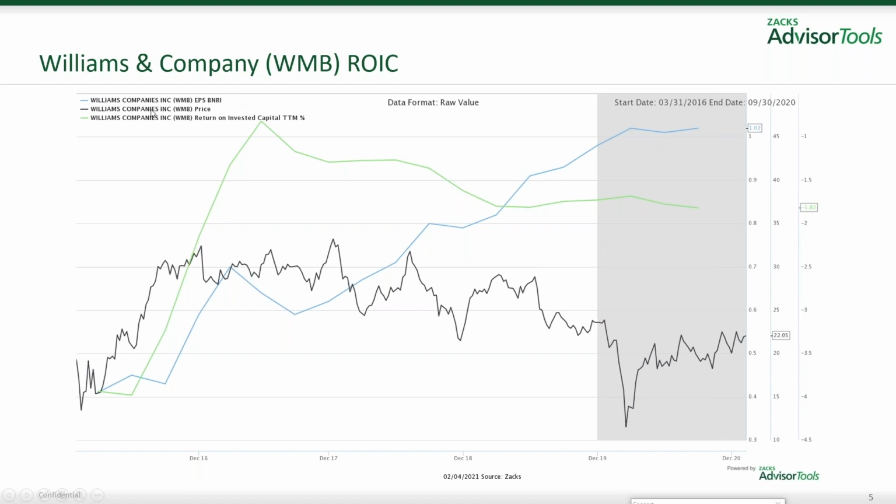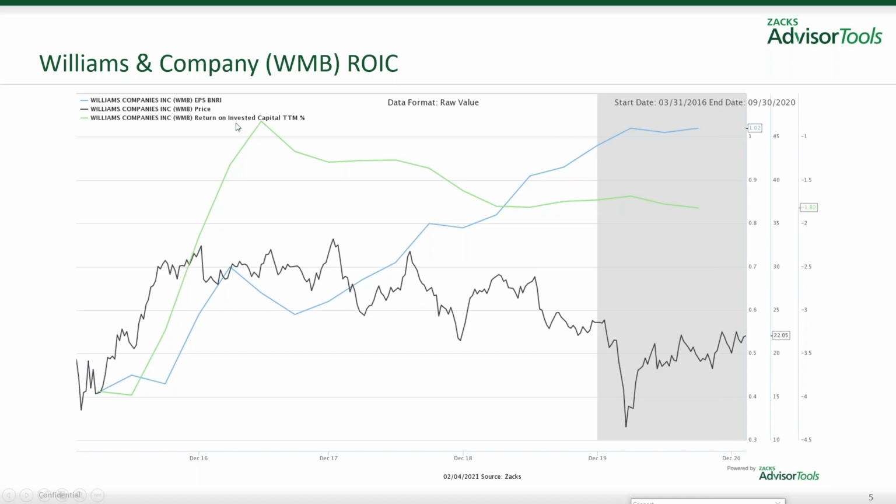But if we look at the next number, which is the return on invested capital, you can see that it plateaued roughly in early 2017, and it's kind of flat to downish. And you can see what that number is. It's about a negative 1.82%. And what does that mean?